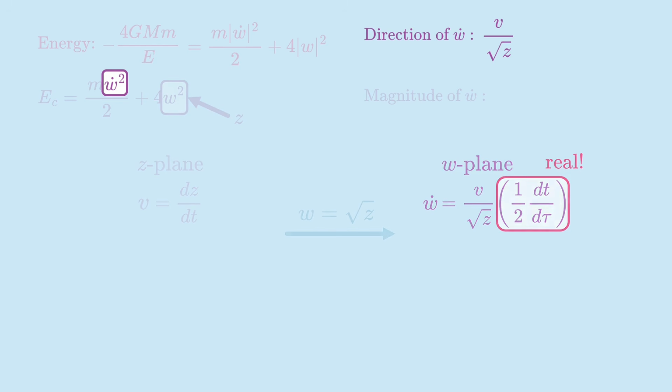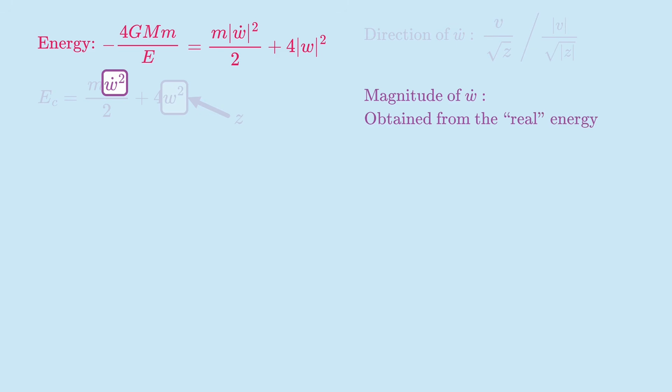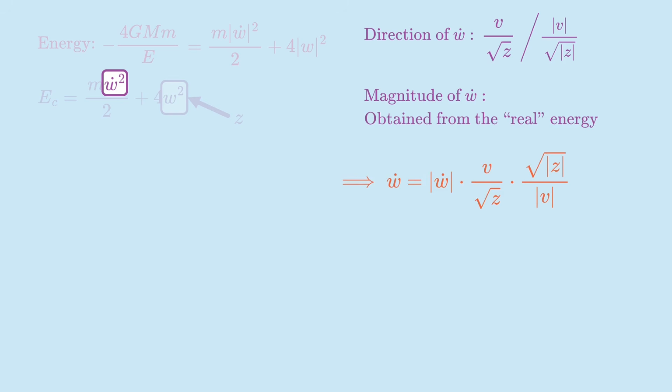For future convenience, we make this a unit vector, so we divide this complex number by its modulus. Next, the magnitude of w dot. This can be obtained by the real energy, but we don't explicitly compute it yet. Whatever it is, we can write w dot as its magnitude times the unit vector that indicates the direction. Squaring and multiplying by m/2, we obtain this expression.